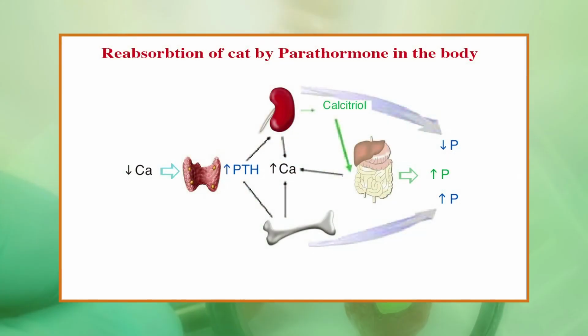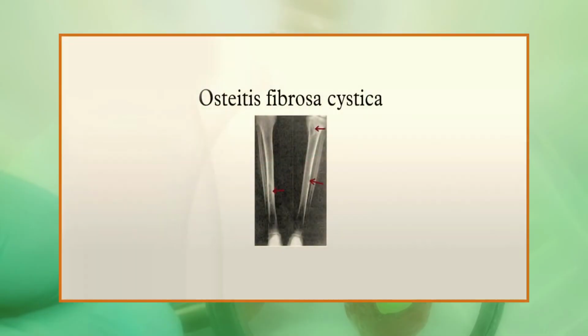Hyperphosphatemia reduces the amount of ionized calcium, leading to increased parathyroid hormone production and also parathyroid hormone induced reabsorption of calcium from the bone, leading to bone marrow fibrosis and cyst formation. This can be identified radiologically and is called osteitis fibrosa cystica.